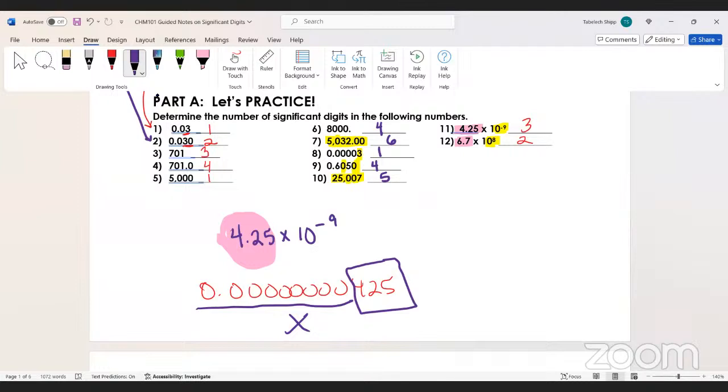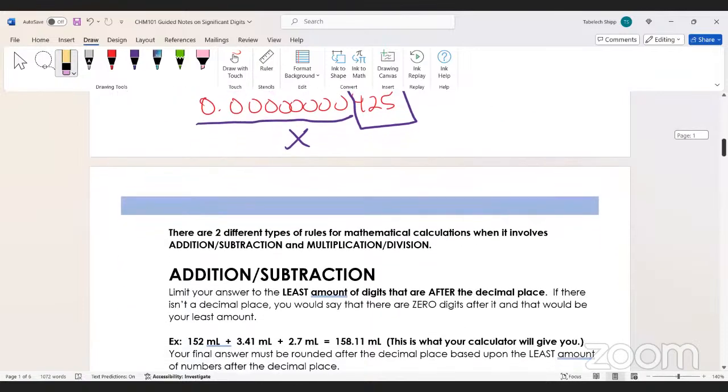Oh, great, great, great, Jacqueline. Great. I'm glad you got it. Okay. Now, here is the thing. When it comes to significant digits, oh, you're welcome. You are so welcome.